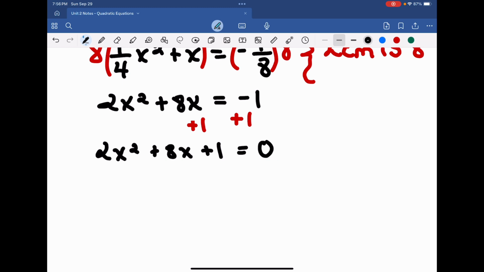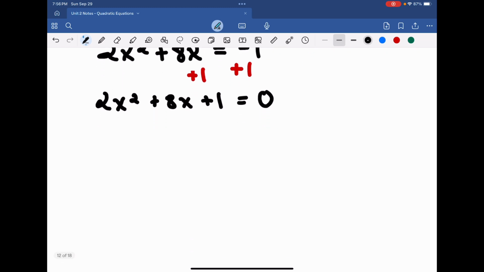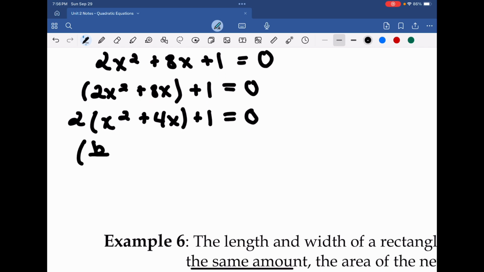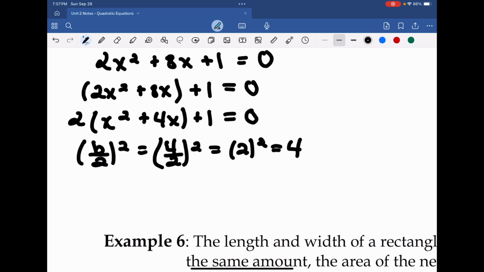Now what we want to do is start completing the square at this point. To complete the square, we're going to group our first two terms. 2x squared plus 8x, close the bracket, plus 1 is equal to 0. I'm going to take out a 2 from both of these. It's going to be 2 times x squared plus 4x, plus 1 is equal to 0. And when I say take out, I mean divide as a common factor. Now we're going to do our b divided by 2. b divided by 2 squared is equal to 4 divided by 2 all squared, which is equal to 2 squared, which is equal to 4.